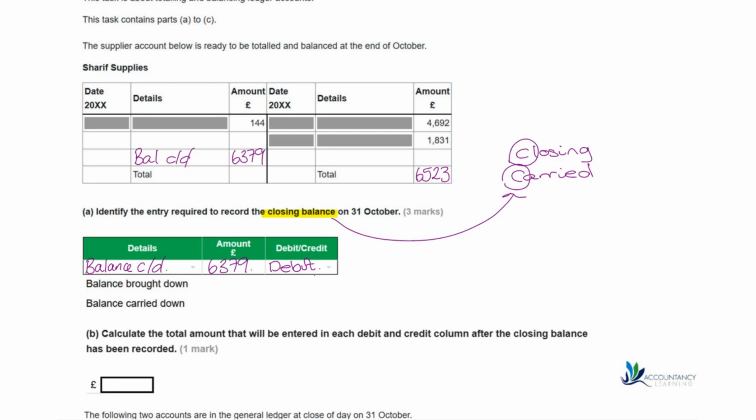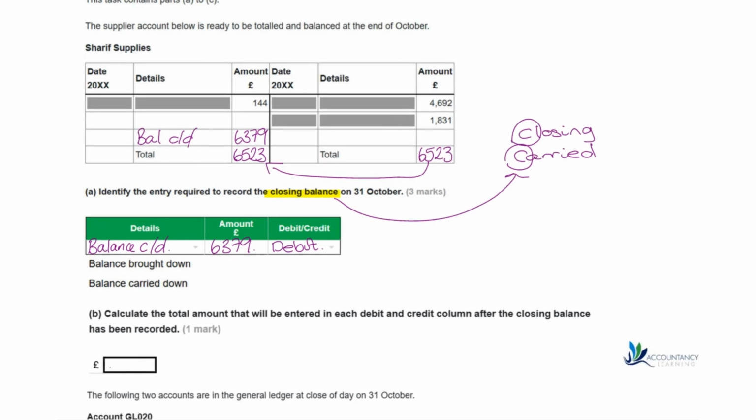Part B then says calculate the total amount that will be entered in each debit and credit column after the closing balance has been recorded. As part of our balancing off, both sides have the same total, and it's always the highest total between debits and credits, and then balancing figures are made. So in this instance we've got 6,523 as the totals.